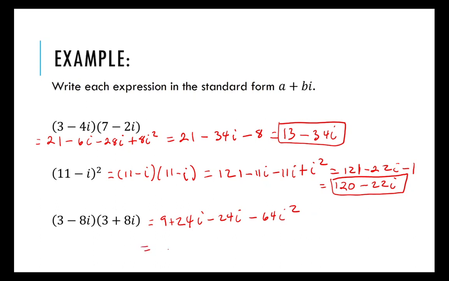But then what do we get? This is now going to give us plus 24i minus 24i, that's 0. So we get 9 minus 64 times i squared, which is really plus 64. 9 plus 64 is 73.